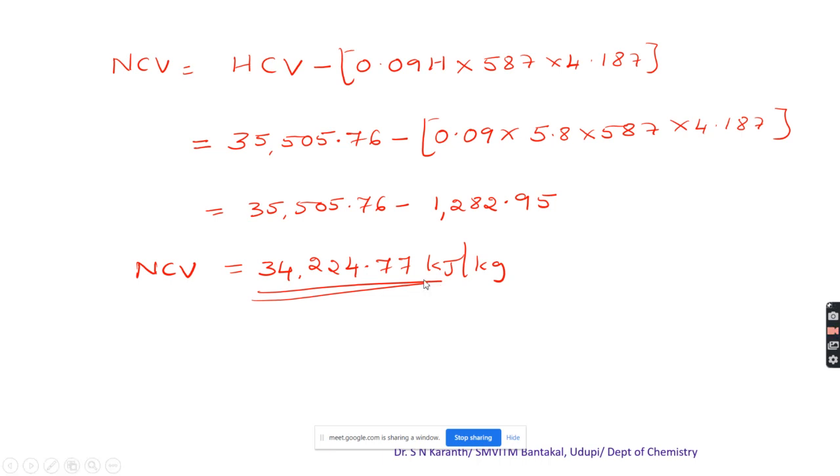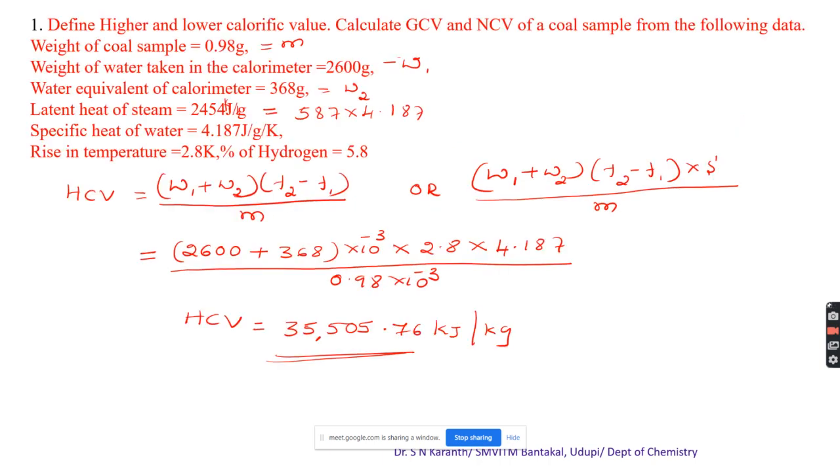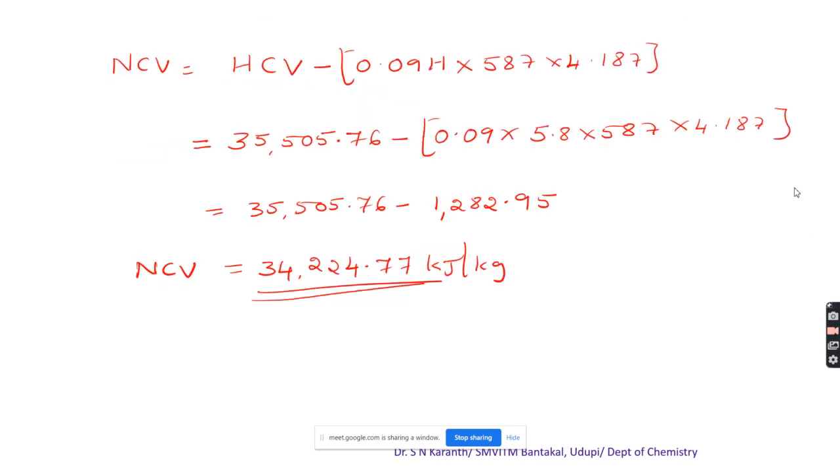So definitely you may expect one problem from this. First you have to find out the higher calorific value. You have to remember this formula: (W1 plus W2) into (T2 minus T1) by M, multiplied by S. The S value is 4.187, in terms of kilojoule per kg per Kelvin.